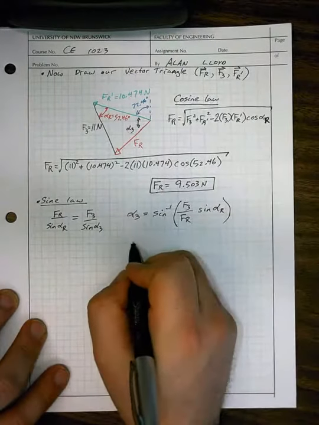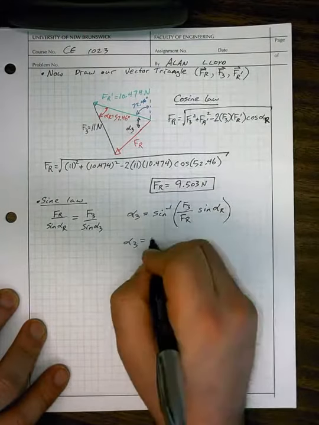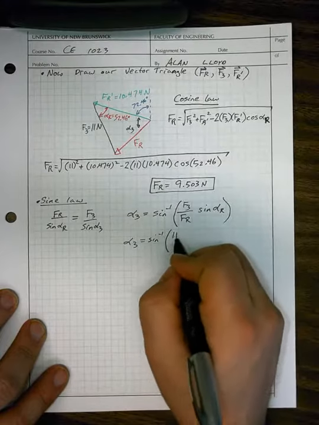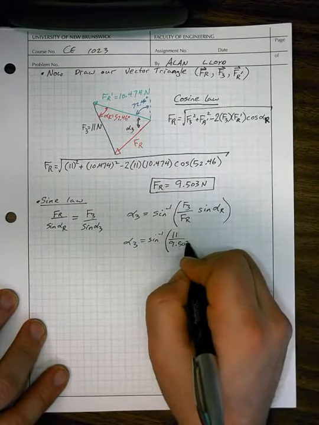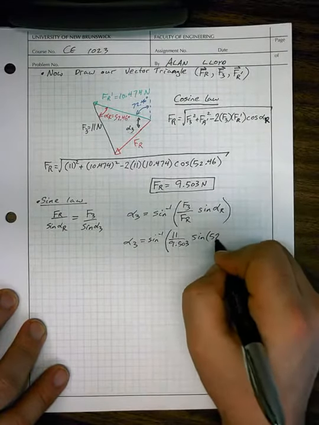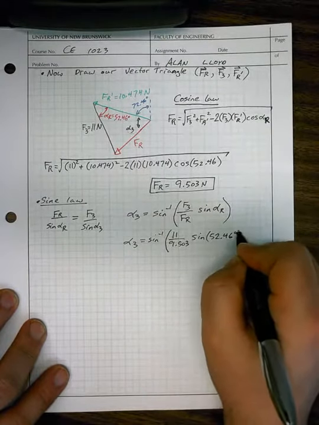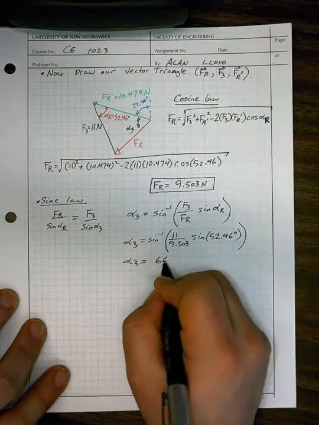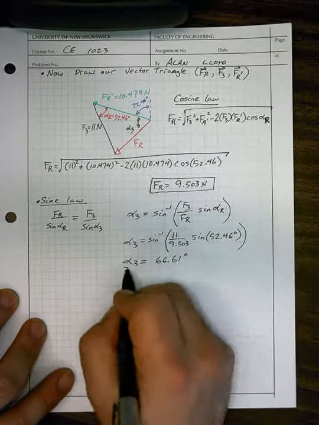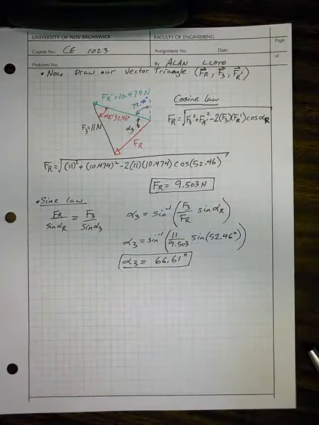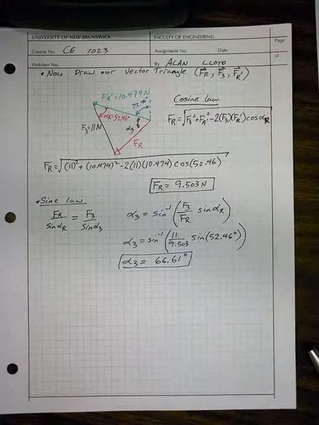Alpha 3 is equal to the arc sine of 11 over 9.503 sine 52.46 degrees. And alpha 3 is equal to 66.61 degrees. So now we've essentially finished the problem. The only thing that's left for us is to draw the resultant vector and the angle at which it acts.